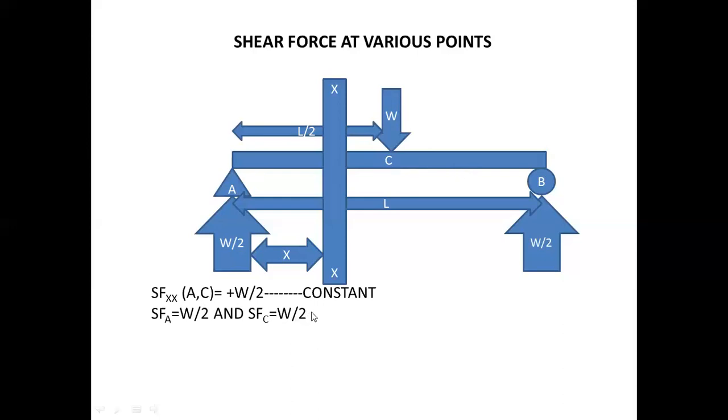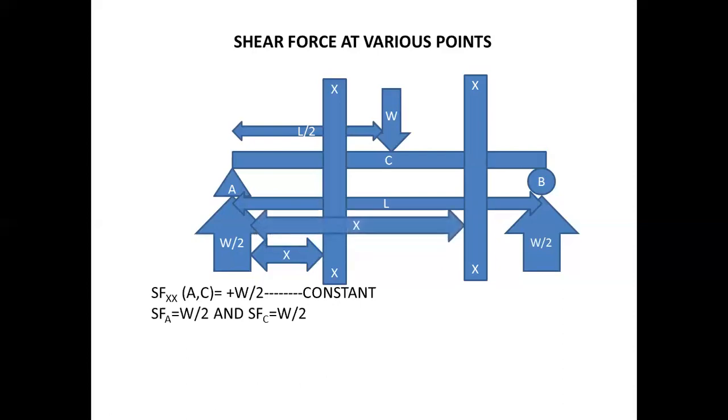Next, this is another section XX, and the distance of XX from the point A is again X. Now I will find out what is the shear force at the second section. So shear force at the second section XX, which lies between C and B, is equal to, again, algebraic sum of the forces to the left of the section. So algebraic sum of the forces, how many forces are there? One is W by 2 upward, another is W at the point C downward.